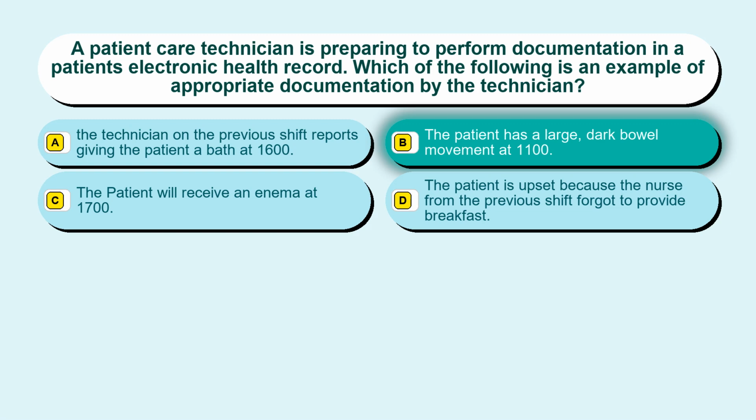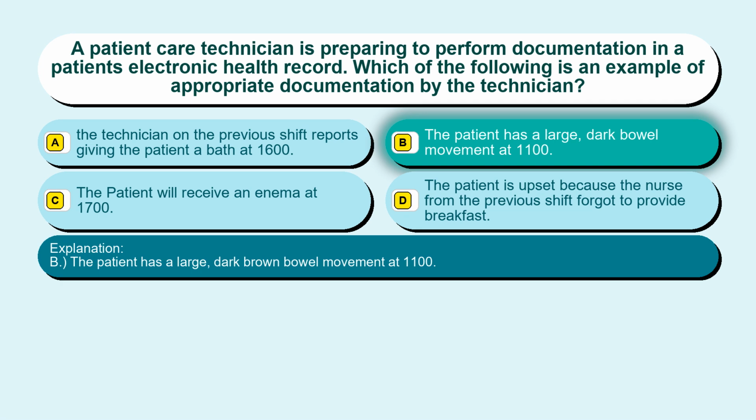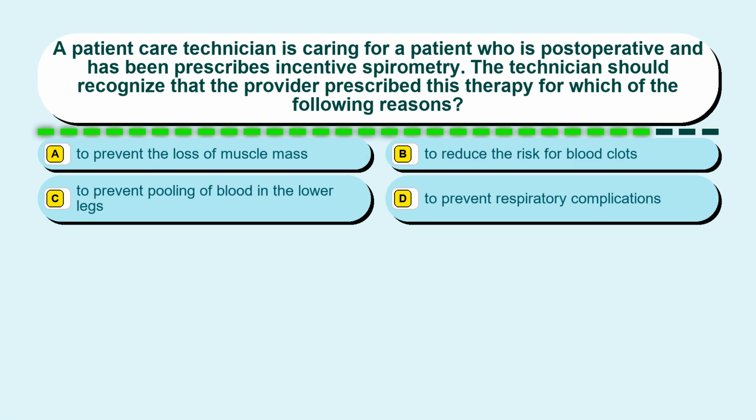The correct answer is option B, the patient has a large, dark bowel movement at 1100. Question 20. A patient care technician is caring for a patient who is postoperative and has been prescribed incentive spirometry. The technician should recognize that the provider prescribed this therapy for which of the following reasons?